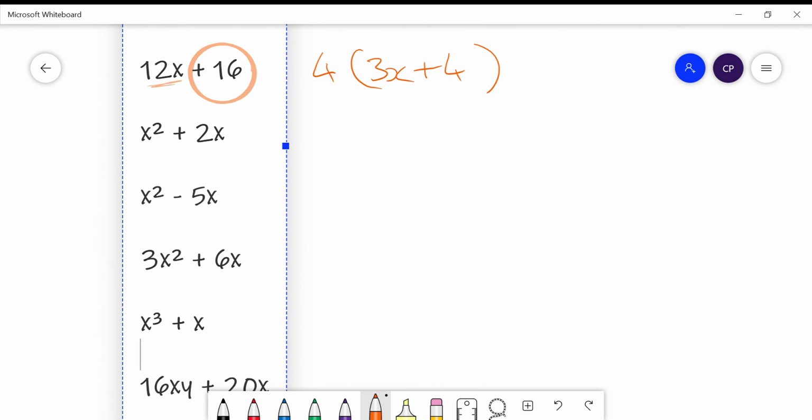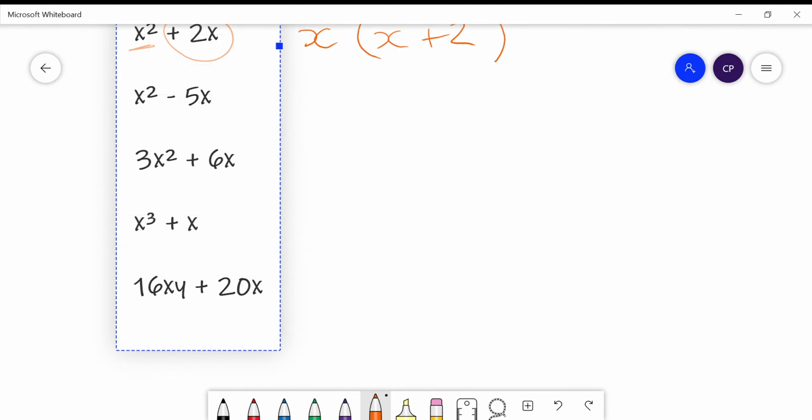Now, x squared plus 2x. What is a factor that's in both? Well, this time it's not a number. Something that's in both, or a factor that's in both, is x. So I'm going to put that outside my brackets. x times what gets me x squared? Well, it's x. x times what gets me plus 2x? Plus 2.